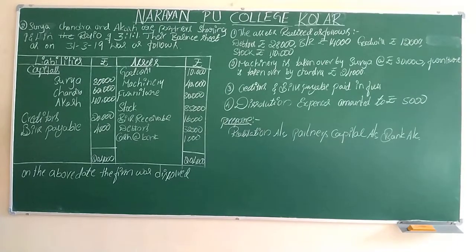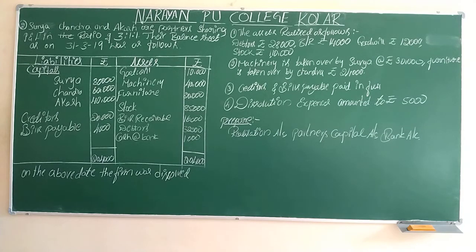Next, further information is also available. On the above date, the firm was dissolved. How is the firm dissolved? Here the information is given. The assets realized as follows: debtors 28,000, bills receivable 14,000, goodwill 12,000, stock 1,10,000. Next, adjustment number 2. Machinery is taken over by Surya at rupees 30,000, and furniture is taken over by Chandra at rupees 24,000.